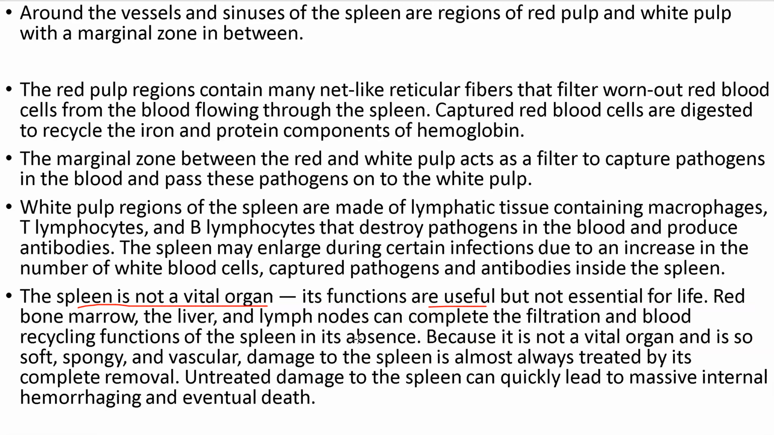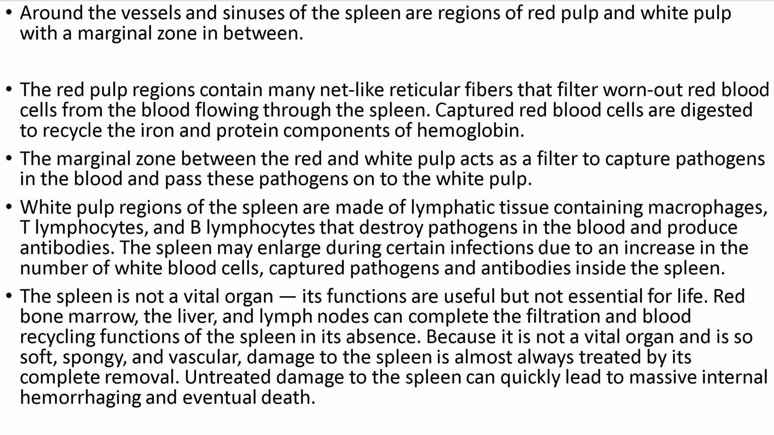So the spleen, again, is filtering blood, recycling blood, and its functions can be taken over in its absence. But it's so soft, spongy, and vascular. Damage to the spleen is almost always, here it is, treated by its complete removal. Untreated damage to the spleen can quickly lead to massive internal hemorrhaging, which is bleeding and eventual death.